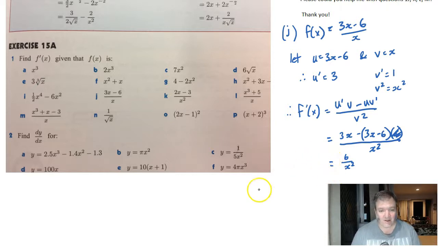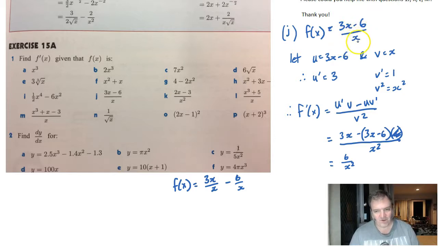Now, I promised you there was an easier way. Let's have a look if we do it the other way. Oh, that helps if I get my parentheses facing the right way, doesn't it? So we've got f of x equals 3x over x minus 6 over x. Now, being able to separate the fraction into its two parts is a really useful skill, but you've got to be careful. When the denominator is one term, I'm allowed to split it like that. If this was the reciprocal, if it was x over (3x take 6), I could not write x over 3x minus x over 6. Doesn't work that way. It only works if your denominator is one term.